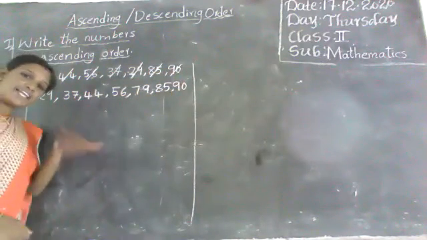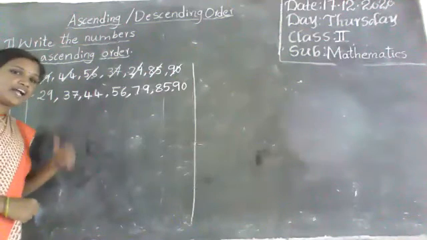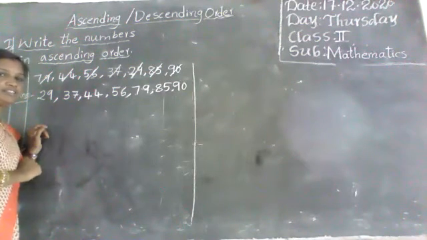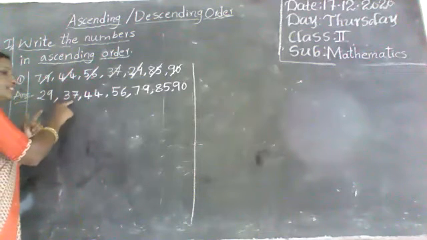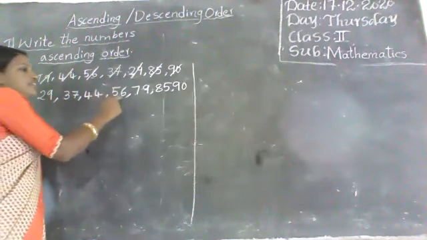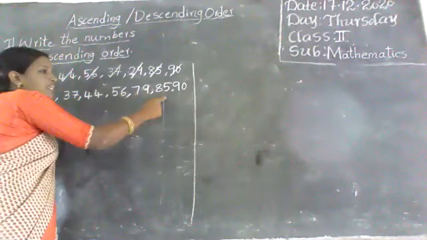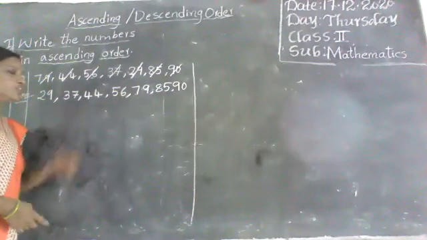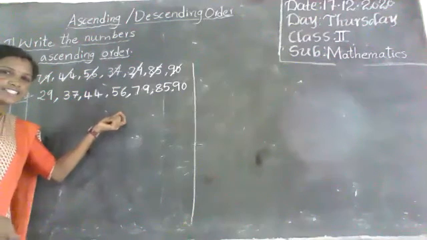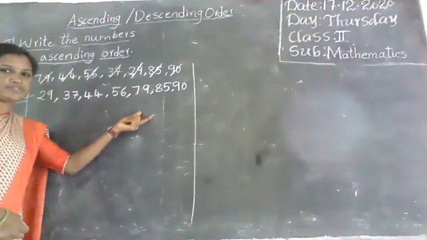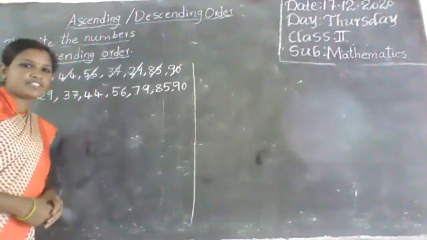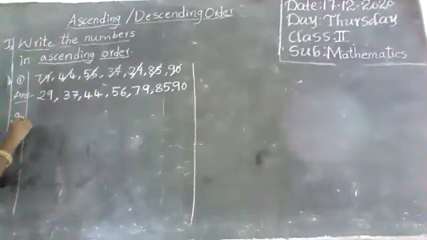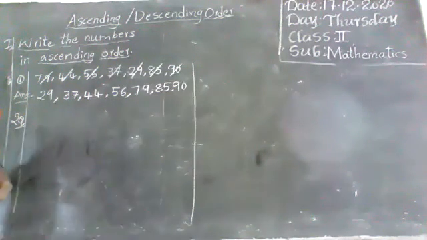So now we have arranged the numbers in ascending order: 29, 37, 44, 56, 79, 85, 90. Yes or no? We have done that. So this is called ascending order. Did you understand, children? Okay. Let us see one more example. Second question.